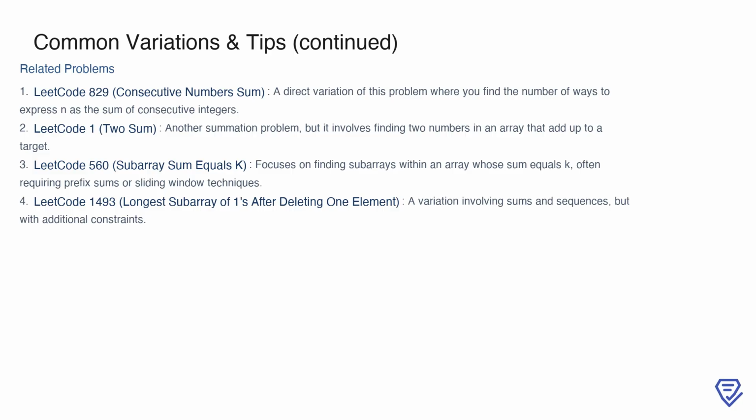LeetCode 560, subarray sum equals k, extends this idea by requiring you to find subarrays within an array that sum to a specific value, often utilizing prefix sums or sliding window techniques. Finally, LeetCode 1493, longest subarray of ones after deleting one element, explores sequences and sums under additional constraints. Working on these problems can deepen your understanding of how to approach summation and sequence-related challenges effectively.